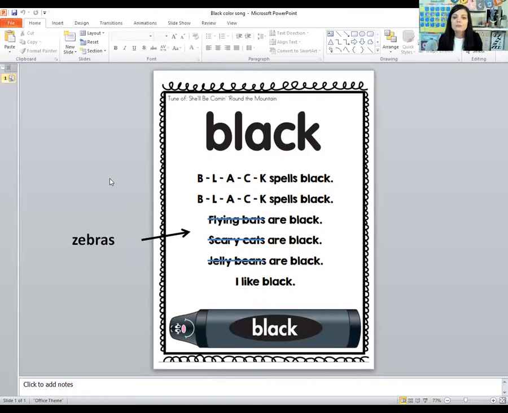B-L-A-C-K spells black. B-L-A-C-K spells black. Zebras are black and white.